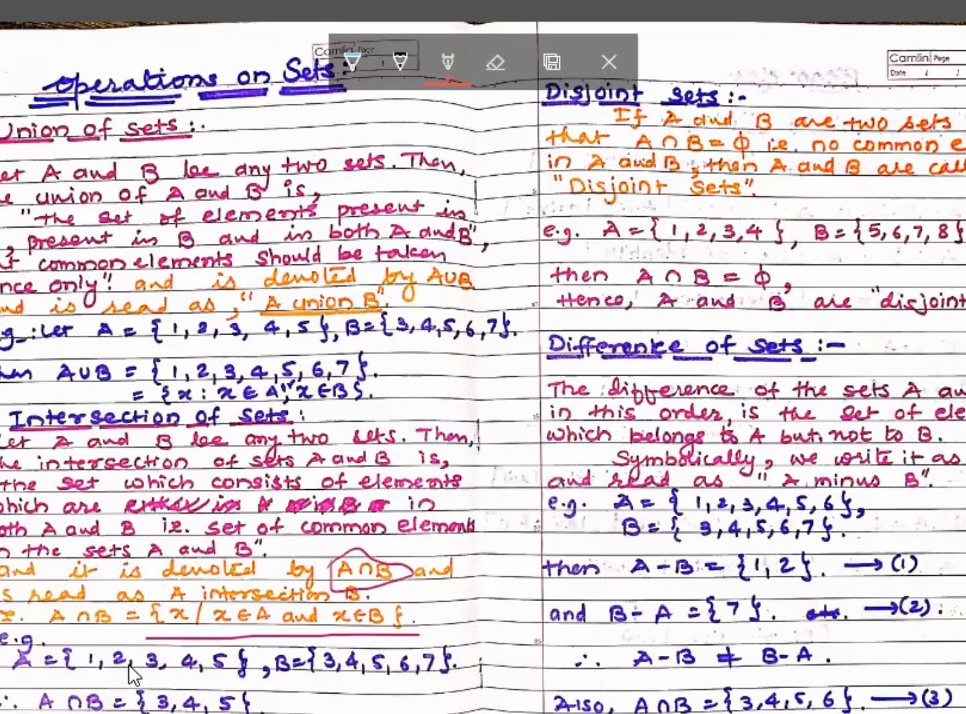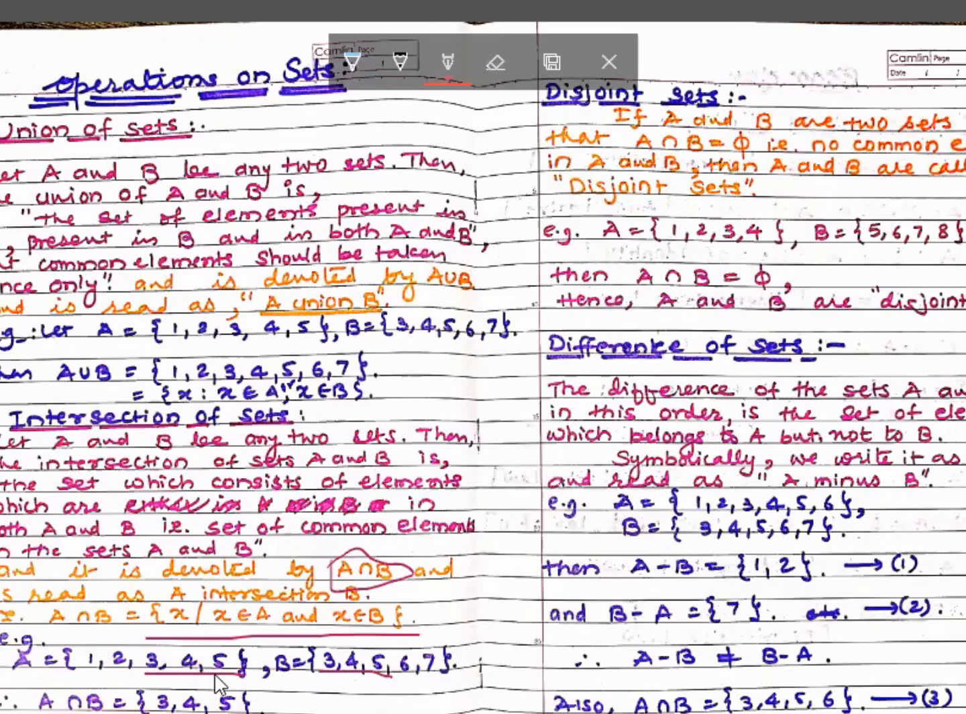1 is not in B, 2 is not in B, 3 is there, 4 is there, 5 is also there in B, but 6 and 7 are in B but they are not in A. Only the numbers 3, 4, 5 are present in both the sets A and B. So I need to write only these three numbers in the intersection set. Hence I can write A intersection B as {3, 4, 5}, the set containing the numbers 3, 4 and 5 only. Only the common elements among the given two sets will give us the intersection of two sets.